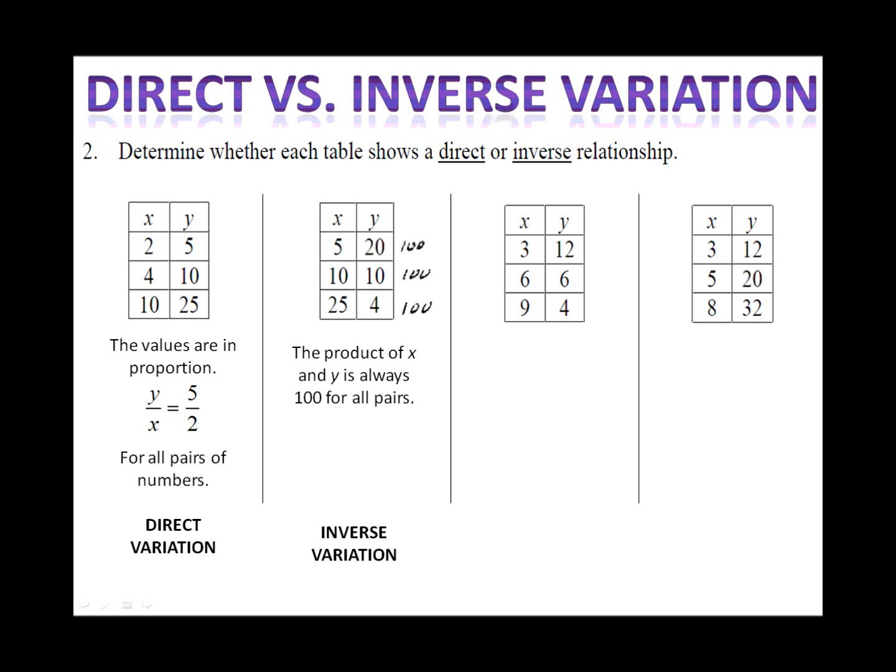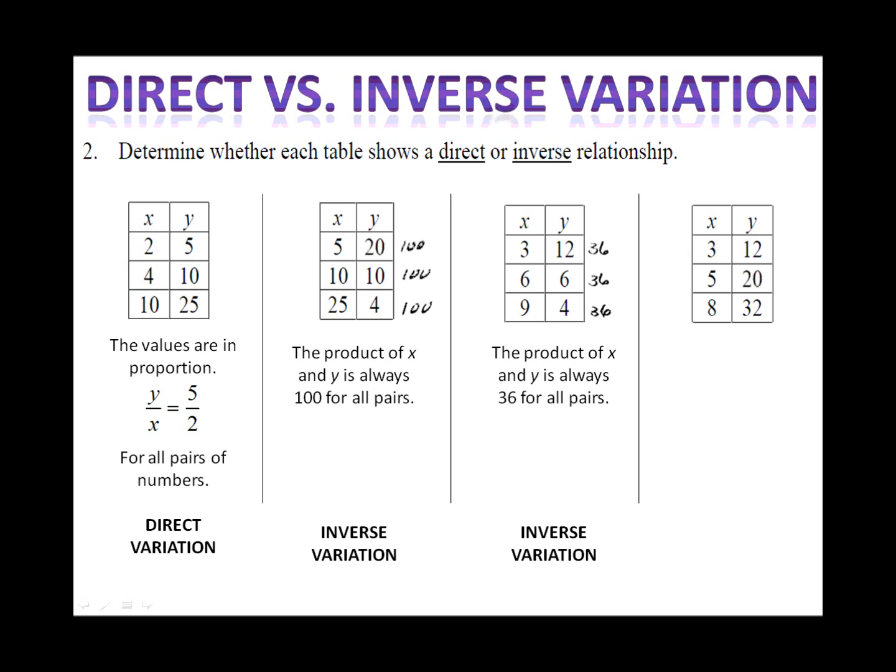Please pause the video here and try the final two graphs. See if you can determine if these tables show a direct or an inverse variation. In the third example, we notice that x times y is always 36. Because x times y is a constant product, we know that we must have an inverse variation. Notice as x gets larger, y gets smaller.